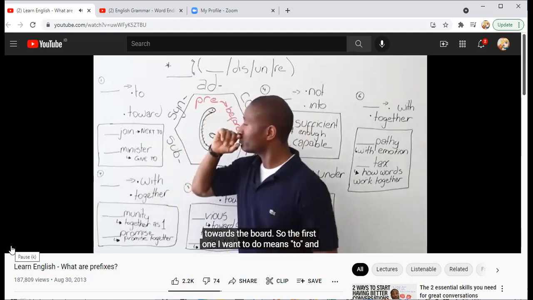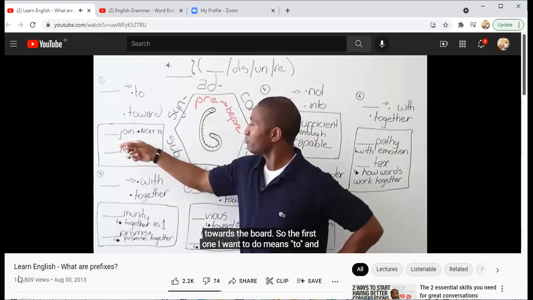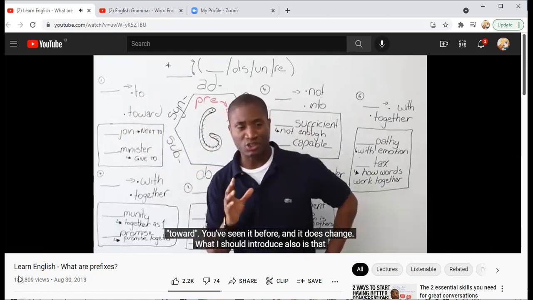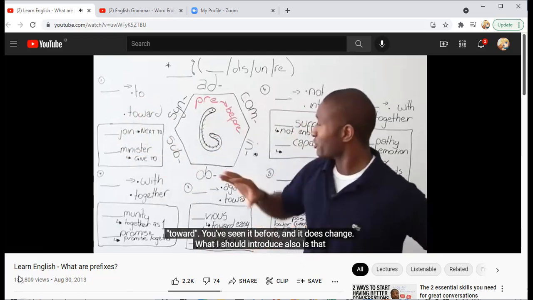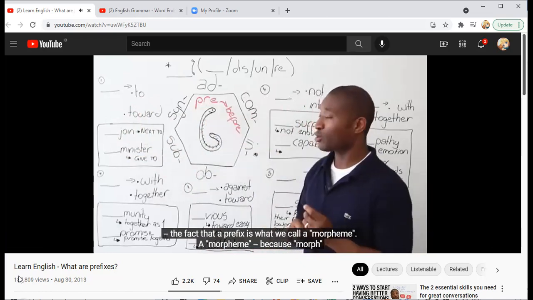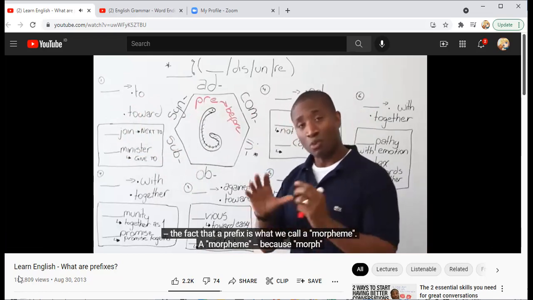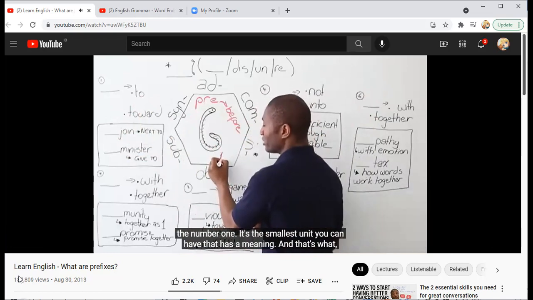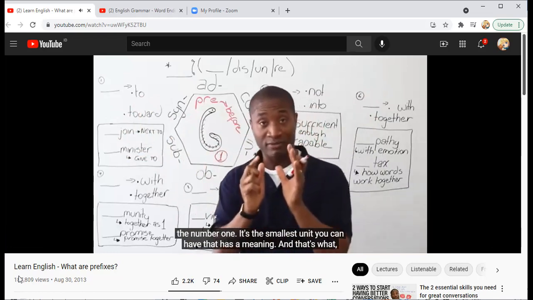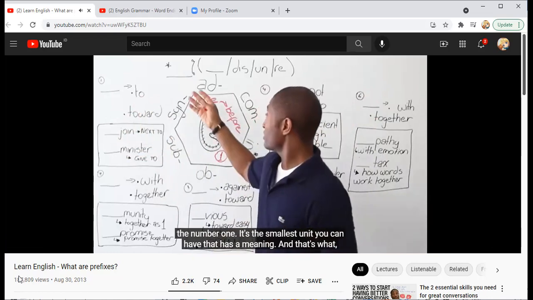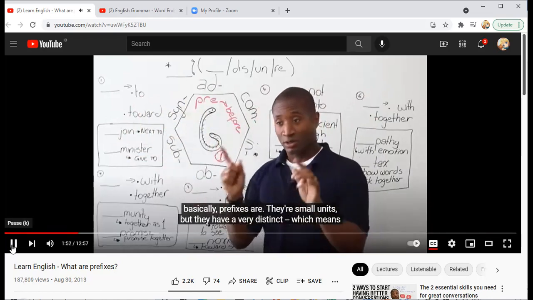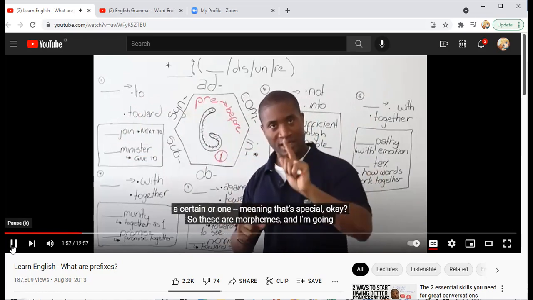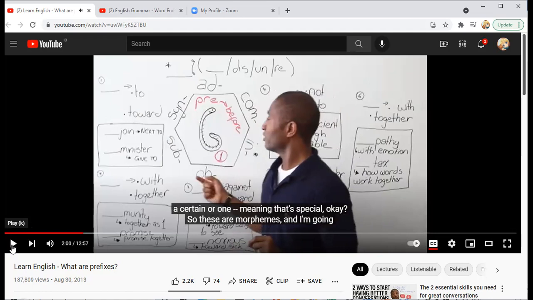So the first one I want to do means to and toward. You've seen it before. It does change. What I should introduce also is that a prefix is what we call a morpheme. A morpheme, morph means to change. It's the smallest unit of English, like the number 1. It's the smallest unit you can have that has a meaning. And that's what basically prefixes are. They're small units, but they have a very distinct, special meaning, okay?